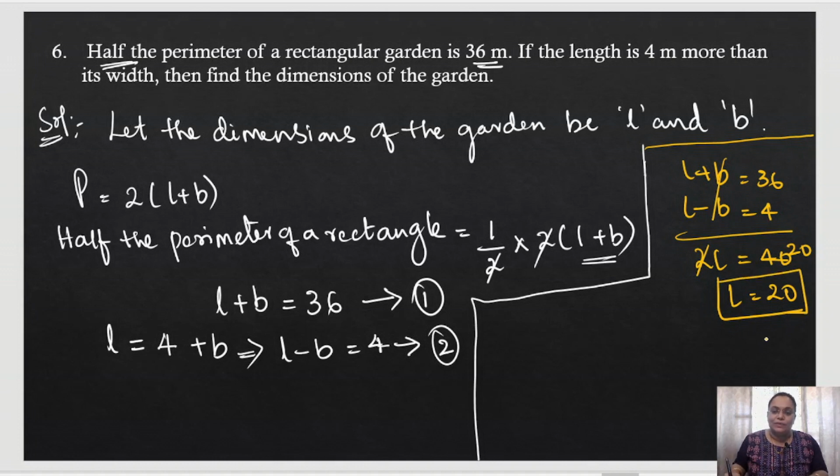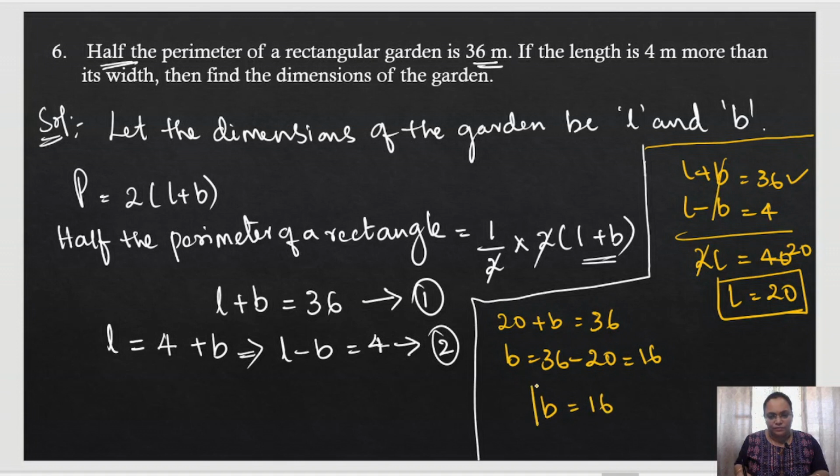Now let us substitute length in equation number 1. So you will get 20 plus B is equal to 36. So B is equal to 36 minus 20, which is 16. So you will get B is equal to 16. Okay. If they ask you for 2 marks, you will do it in this way. If they ask you for 4 marks or 8 marks, or if they ask you to solve it graphically, you will take the points and draw the graph for the same problem.